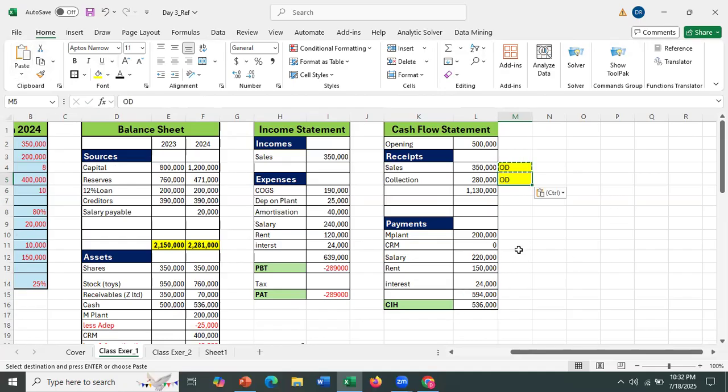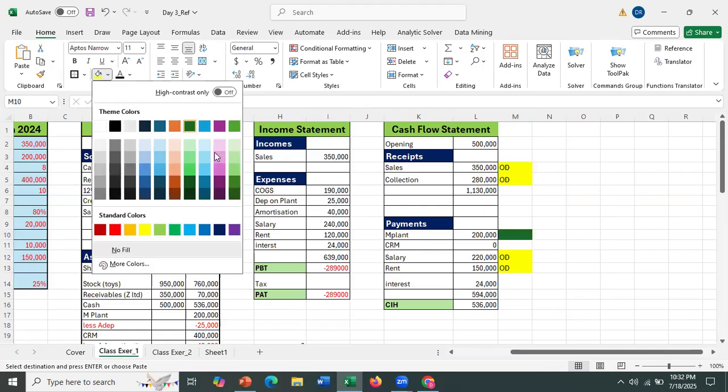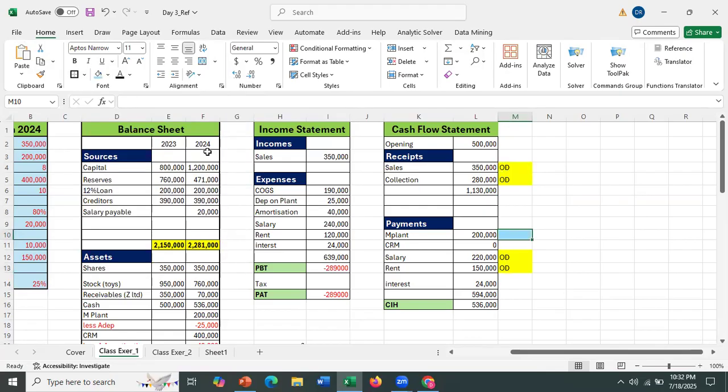What else is operating? Salary is operating. Rent is operating. In this case, there are no other expenses. Plant purchase is an investment decision because that results in acquisition of an asset. CRM is the acquisition of an asset, though it is zero here because we did not pay money, but that's an investment decision. And interest is a financing decision, a financing cash flow.